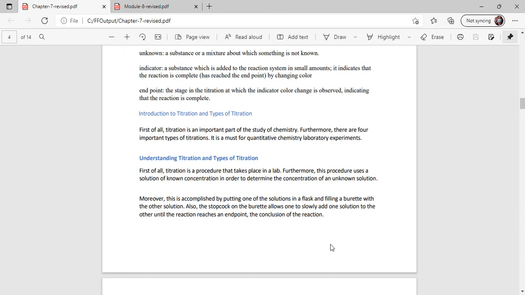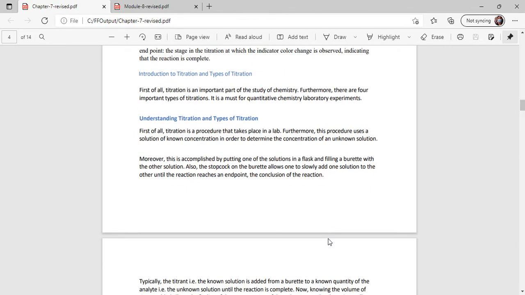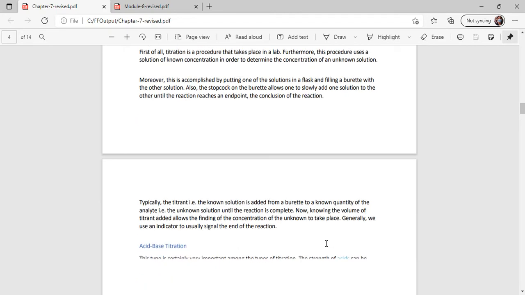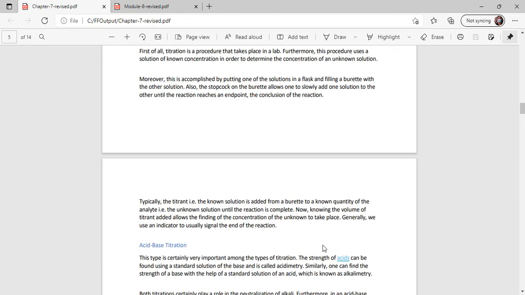solution. Also, the stopcock on your burette allows one to slowly add one solution to the other until the reaction reaches an endpoint, the conclusion of your reaction. Typically the titrant, for example the known solution, is added from your burette to a known quantity of analyte, the unknown solution, until there is a reaction or a change in color. Now, knowing the volume of your titrant added allows the finding of the concentration of your unknown to take place. Generally, we use an indicator to signal the end of the reaction.